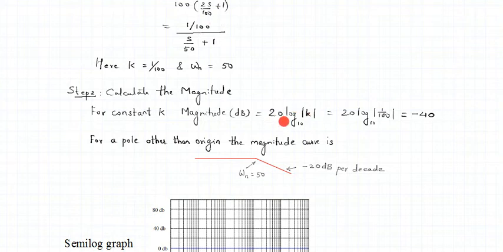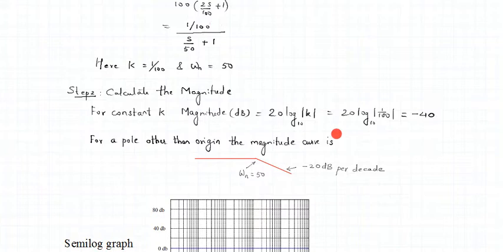So what is the equation of getting the value in dB? It is 20 log to the base 10 of k. What is k? k is 1 by 100. So when we substitute k as 1 by 100, we obtain the magnitude as minus 40 dB. So the magnitude of the given system for the gain of the system is minus 40 dB.